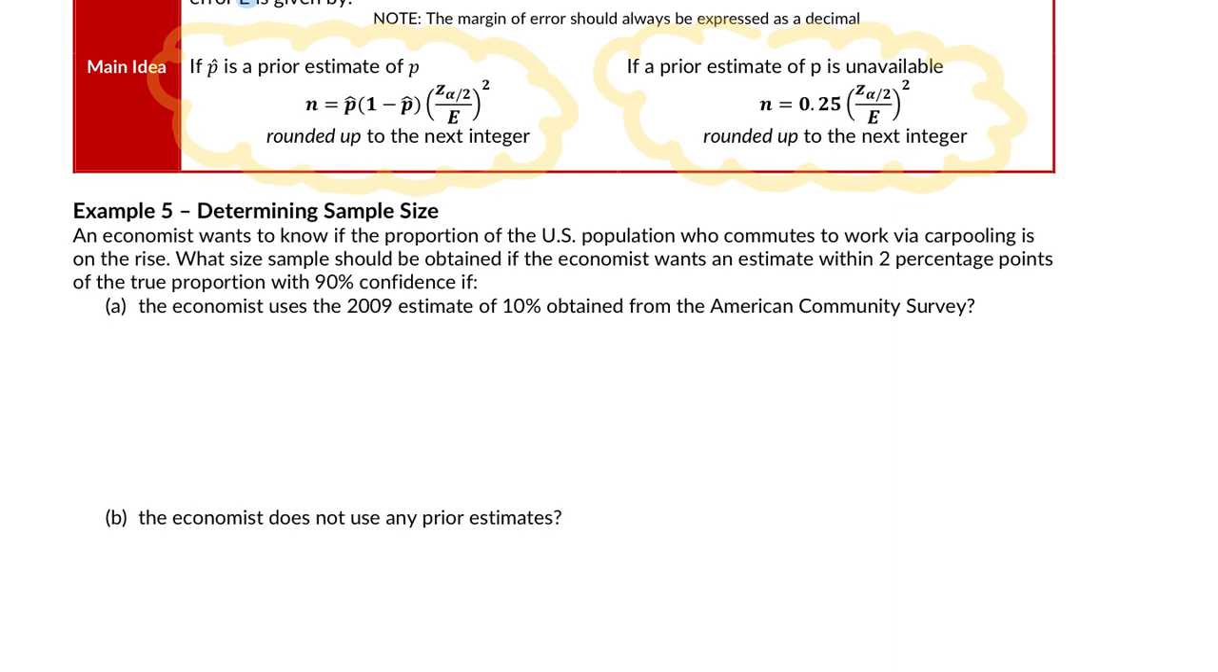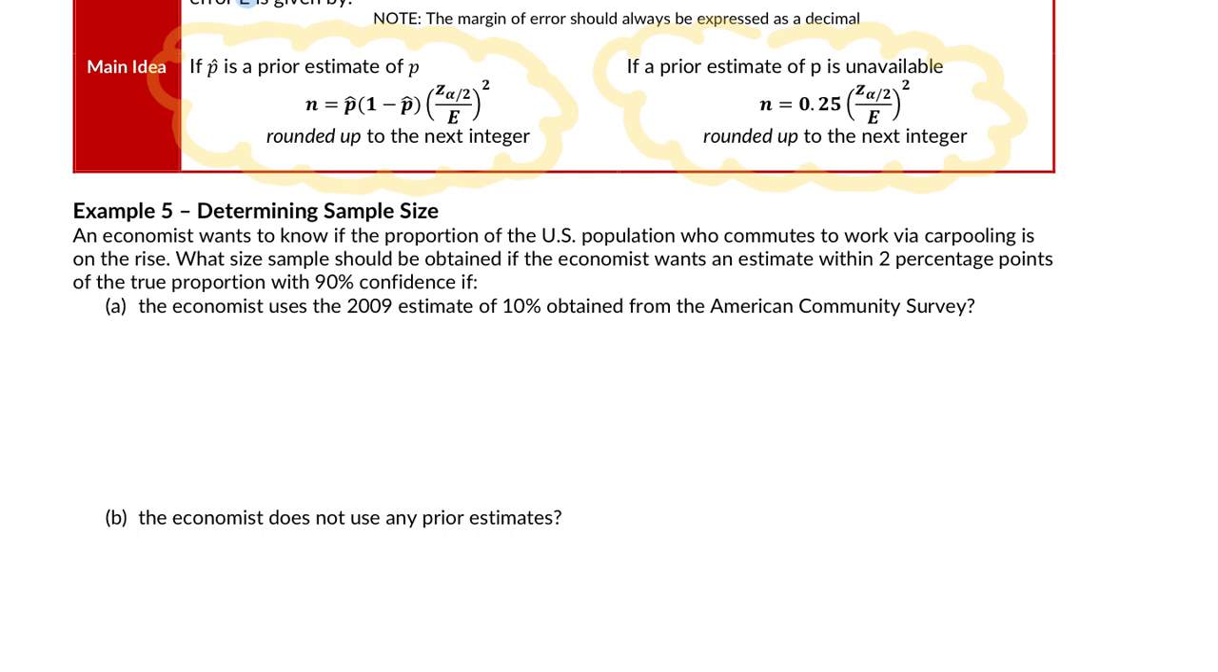An economist wants to know if the proportion of the U.S. population who commutes to work via carpooling is on the rise. What size sample should be obtained if the economist wants an estimate within 2 percentage points of the true proportion with 90% confidence? Part A, the economist uses the 2009 estimate of 10% obtained from the American Community Survey.